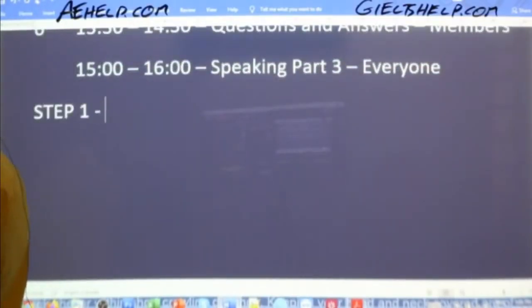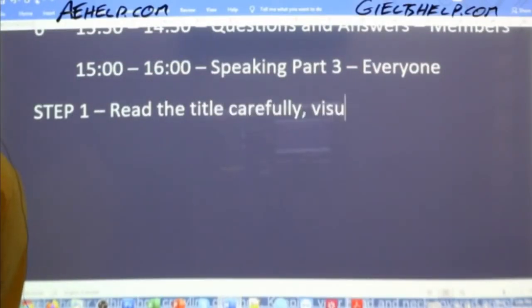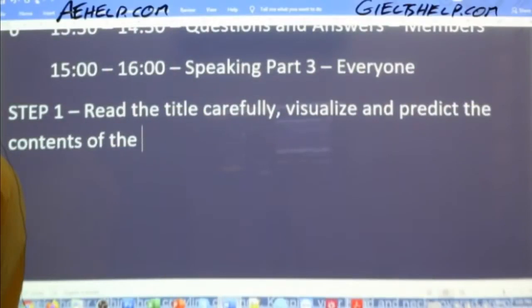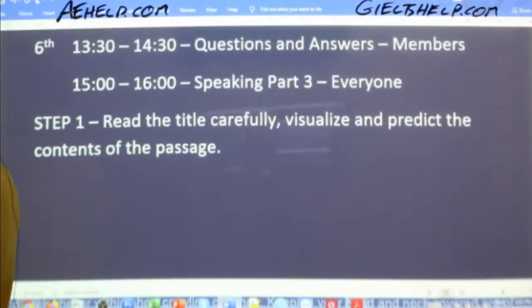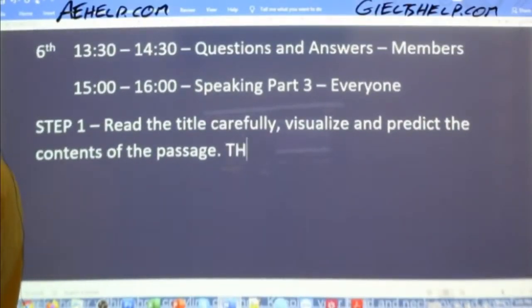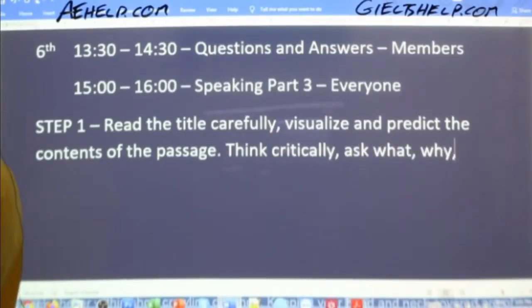Step 1, read the title carefully, visualize, and predict the contents of the passage. From your own knowledge, obviously. Think critically. Ask what, why, how. All right, so let's do that.